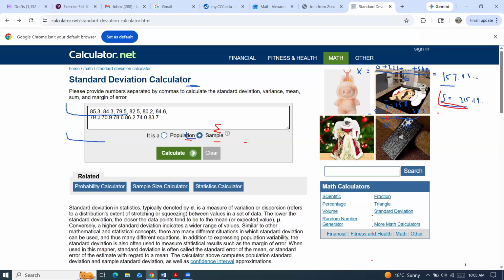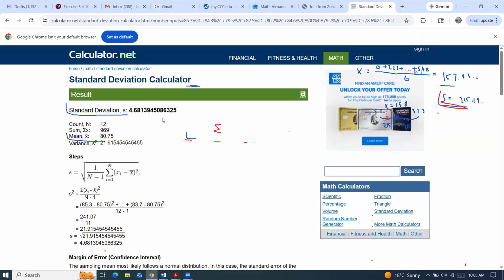Well, that's how a calculator works. Otherwise, it'll treat all of these as just one big number, and that's not going to be correct. But when the calculator encounters commas, it knows we have another piece of data. So again, it's a sample, and then I click calculate, and I guess for standard deviation.